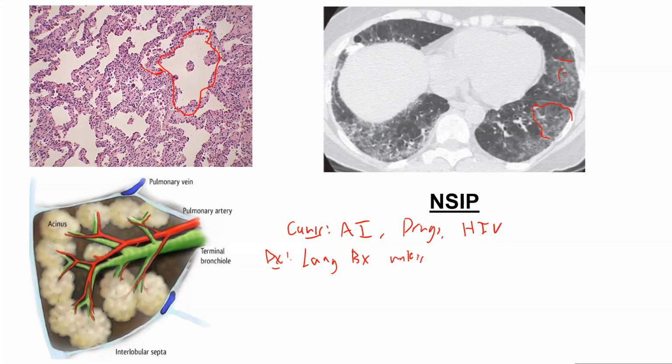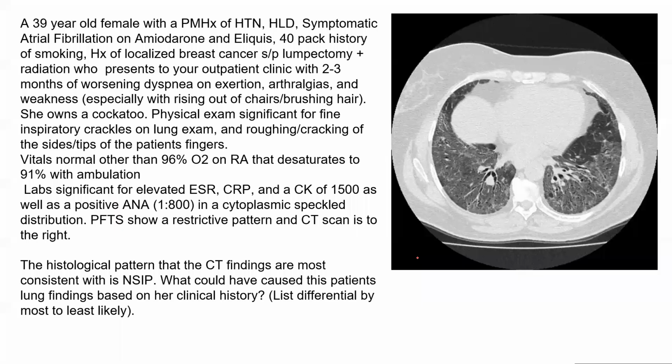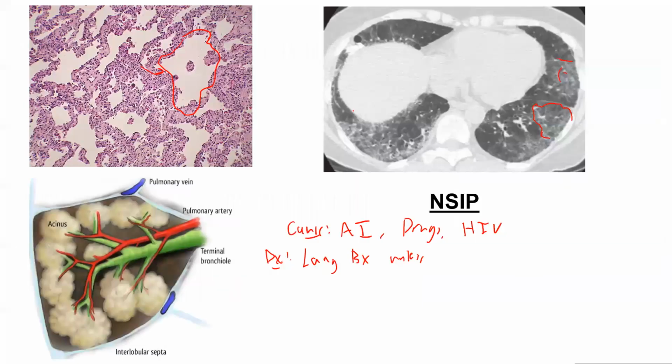So here you may not need a lung biopsy, because this looks like antisynthetase syndrome. The patient looks like they have dermatomyositis. They have an elevated CK. They have an ANA with a cytoplasmic speckle distribution. They have mechanic's hands with roughness and cracking of the fingers. They have difficulty rising out of chairs. I didn't give it to you, but maybe this patient had a positive Jo-1 antibody, which is the antisynthetase antibody.